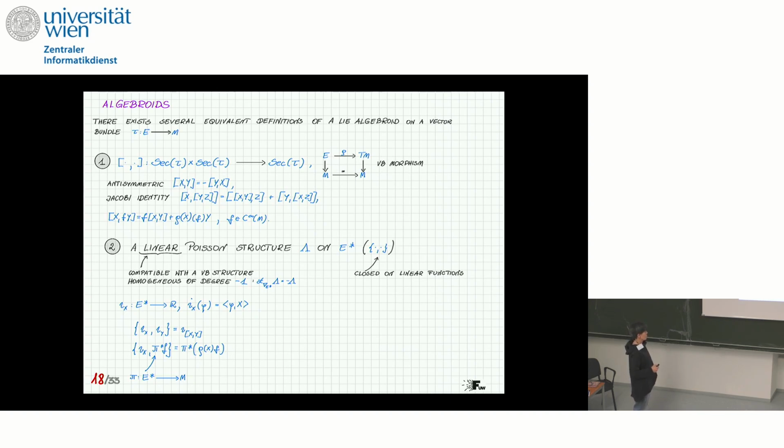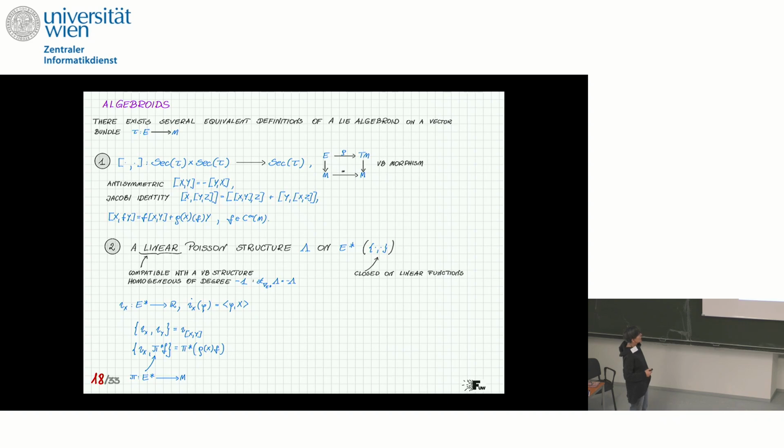Another definition of a Lie algebroid. If we have something on E, we immediately have something on E star, on the dual side. And what we have associated to an algebroid is a Poisson structure on E star, which is linear. Linear means that it is closed on linear functions. The relation with the bracket is written here.